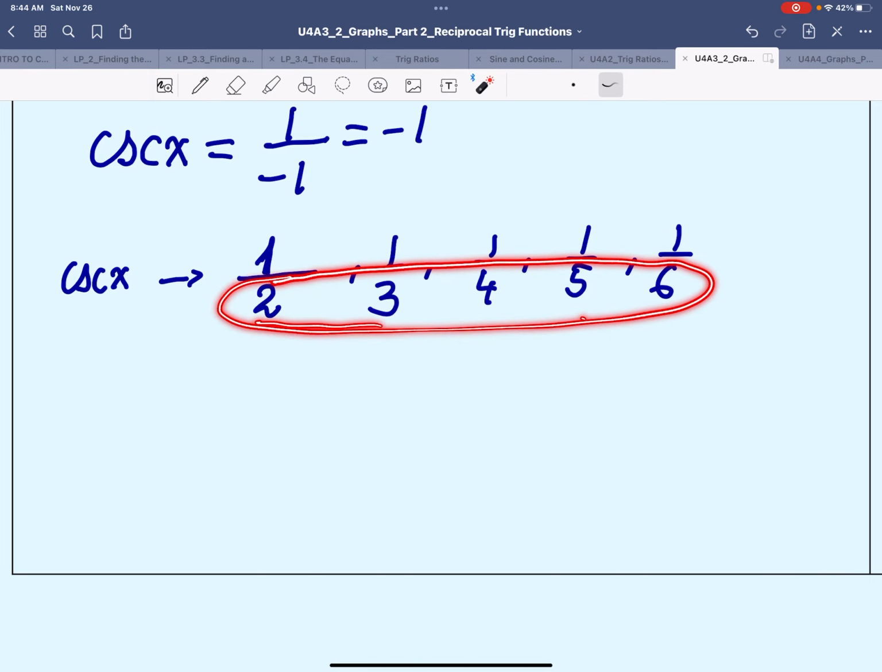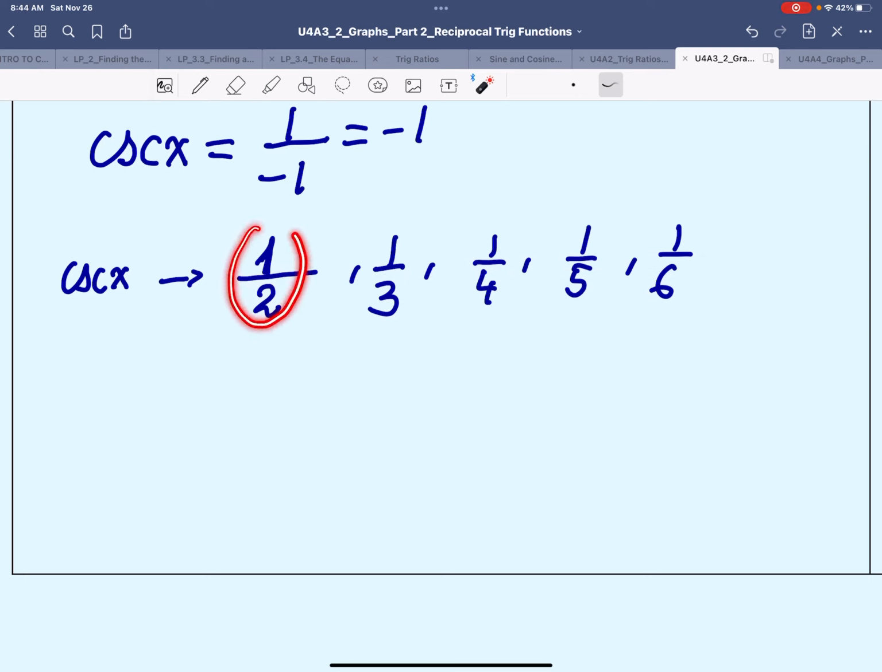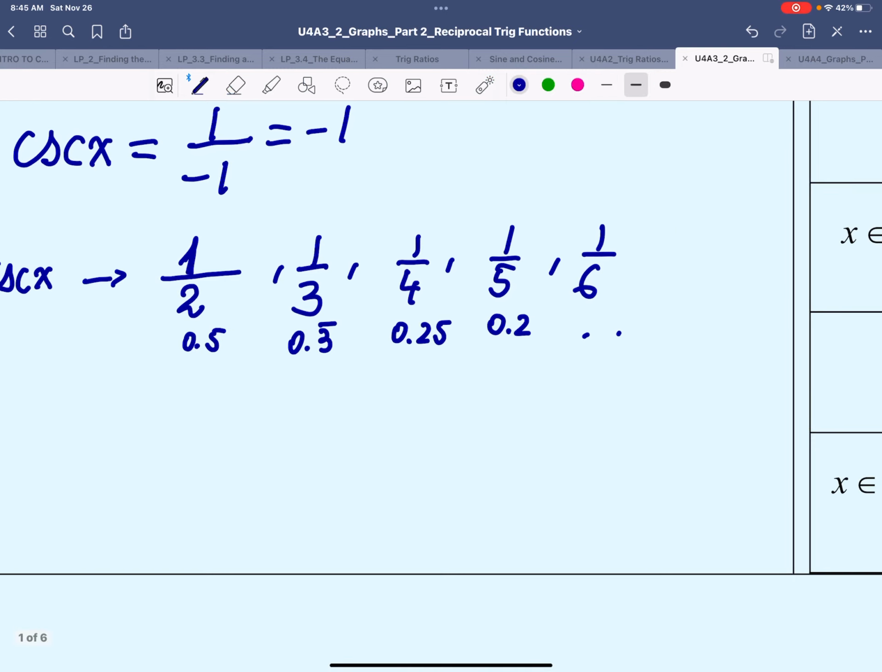As the denominator increases, the value of the entire fraction will decrease. So this would be 0.5, this is going to be 0.3, and this is 0.25, 0.2, and so on. So as you can see, the value of the fraction itself will decrease. So in other words, we're going to say that when number 1 is divided by an increasing value of the denominator, it will produce a decreasing number.